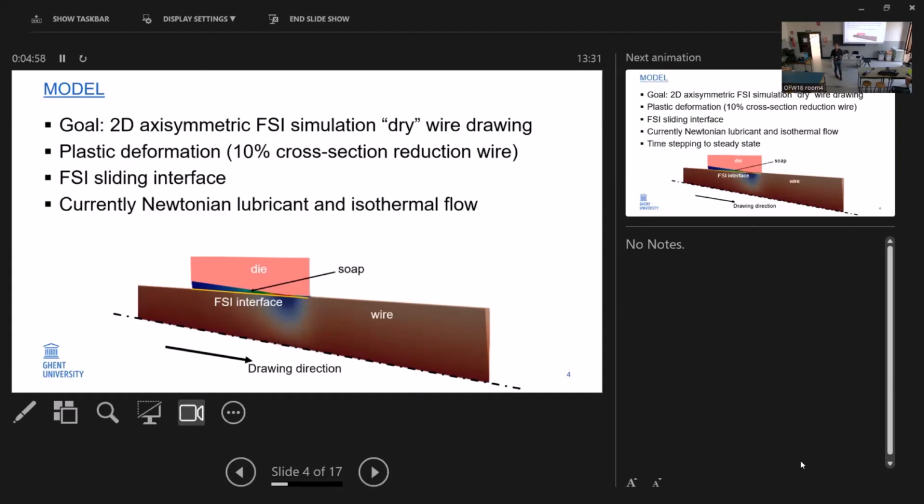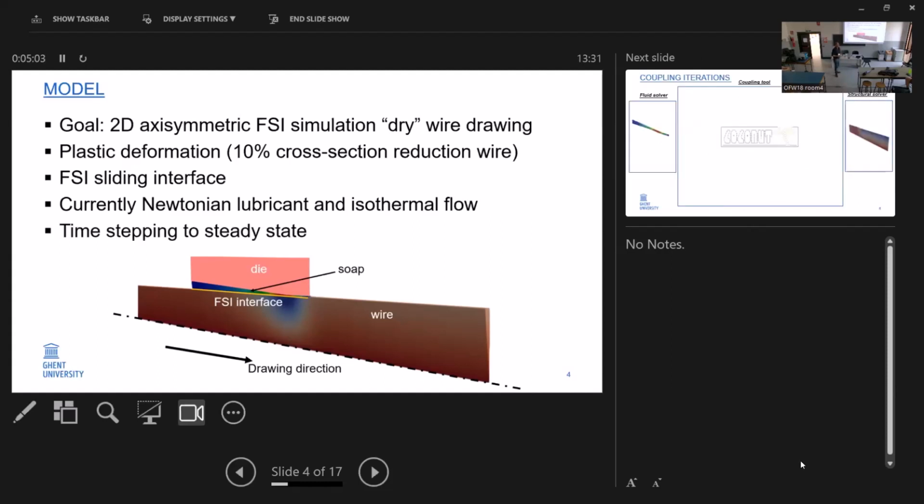Currently, the soap is approached as a Newtonian fluid in isothermal flow, and this simulation presents the first transient simulation, and after a while, its purpose is to achieve a steady state.